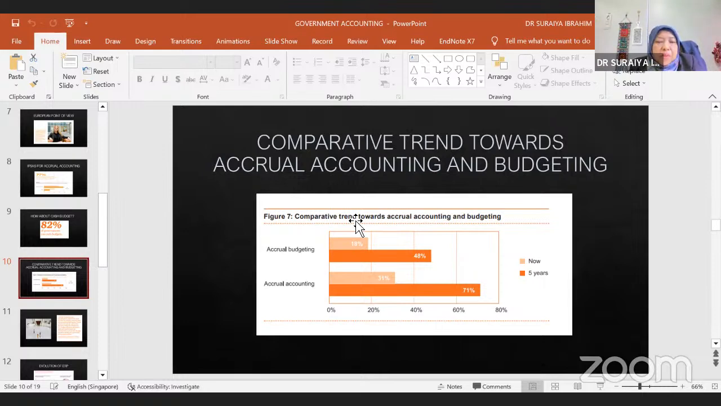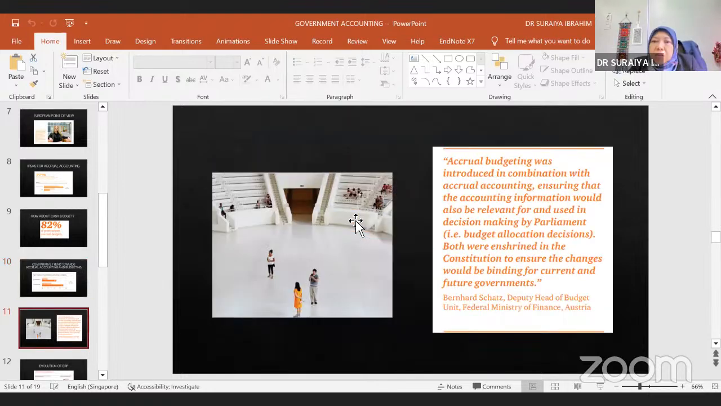Okay, so accrual budgeting has been introduced in combination with accrual accounting. It also can ensure that the right decision making is processed, and all the respondents, or stakeholders, confirm that the closer the budgetary basis is to the accounting basis, right? So the more comparison of budget, for example, and actuals will be used for decision making purposes as well.